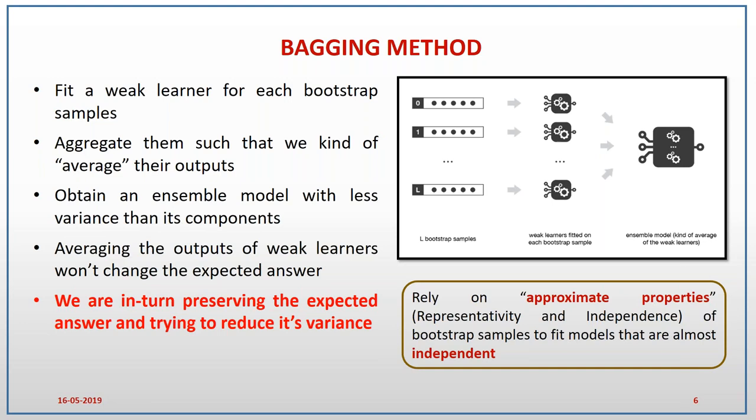So here, once we average the outputs at the end of the decision trees in random forest, we are not actually changing the expected answer, but we are preserving the expected answer and trying to reduce the variance of it. That means, suppose the output follows some normal distribution, we are not changing the values of the distribution, but we are trying to reduce its variance.